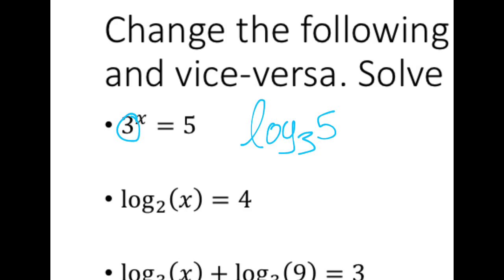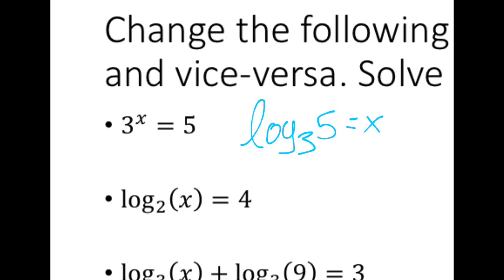of 5 equals x, because remember how a log works. A log says take the base 3, raise it to the power of what's on the other side of the equal sign, x, and set that equal to the argument, 5. So we get 3 to the x equals 5 when we write this as log base 3 of 5 equals x. These two statements mean absolutely the same thing.